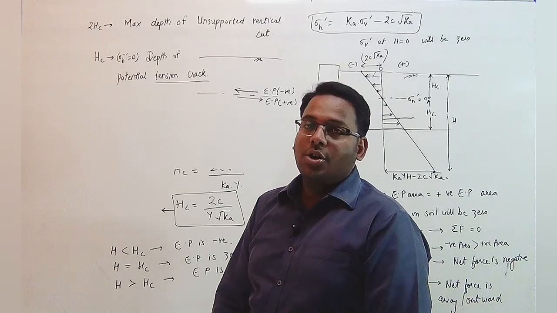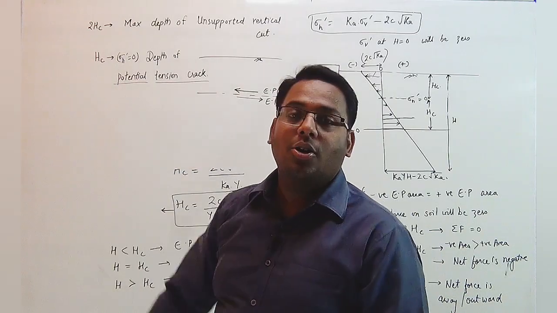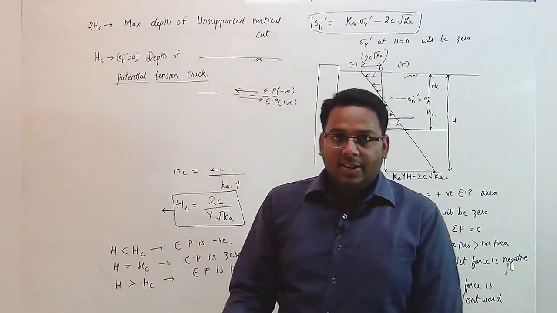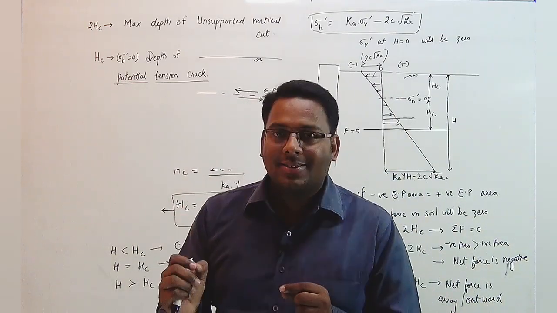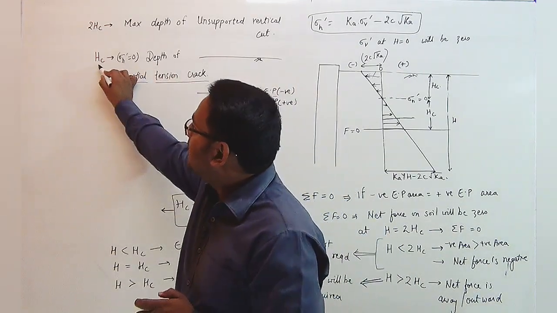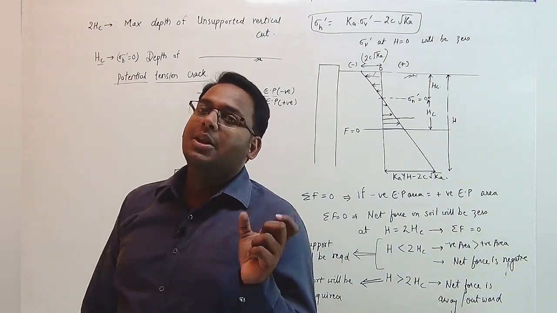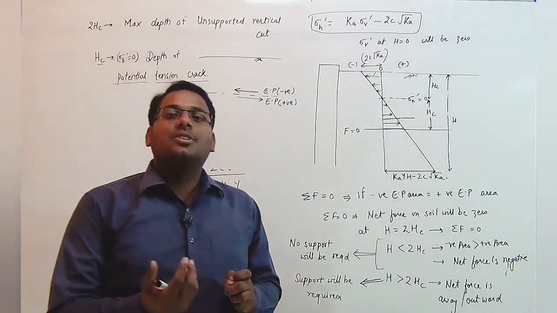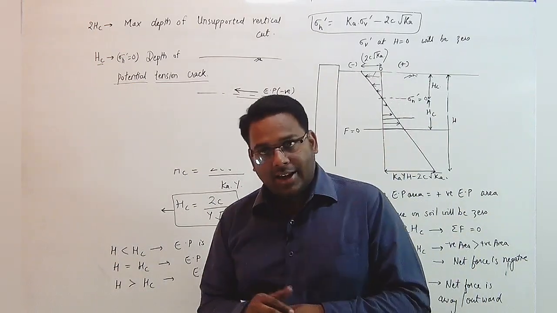I hope you all understood this name, that tension cracks are because of the change in the direction of earth pressure, but it is said to be potential because there are only chances. It is not definite that the cracks will always be formed. There are chances that cracks will be formed at this particular depth. Hence, the depth where earth pressure becomes equal to 0, there are chances of the formation of cracks. Those cracks are known as tension cracks.